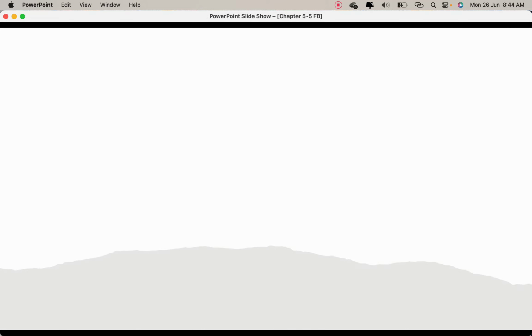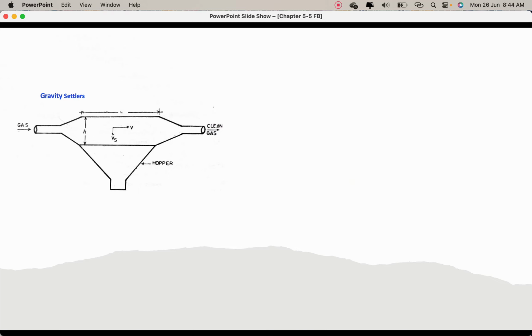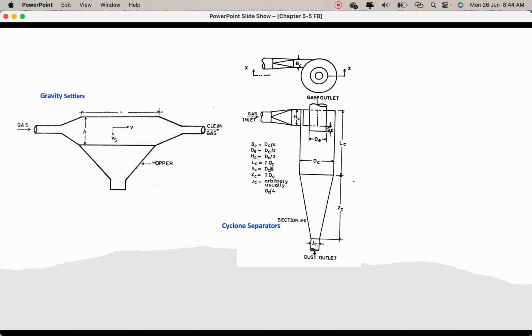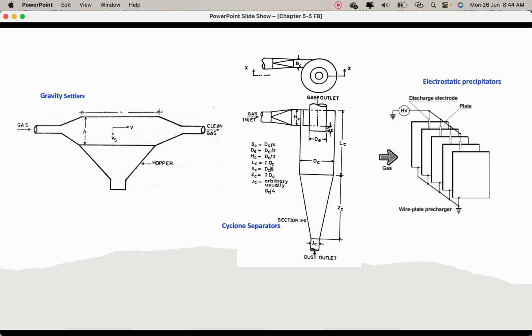In our previous lectures, we discussed the different types of particulate matter control systems, including settling gravity chambers or gravity settlers, cyclone separators, and electrostatic precipitators, each of which is designed to mitigate specific particulate matter emissions. This time, we shift our focus to an incredibly effective and widely used method for particulate matter control, which is a filtration system, specifically filter and baghouse technologies.